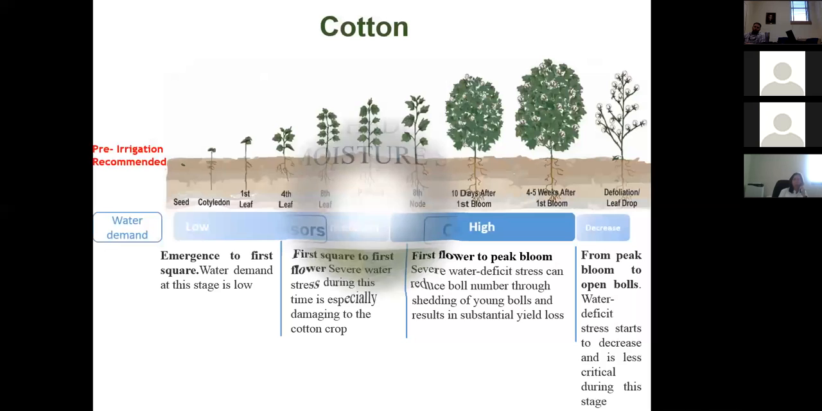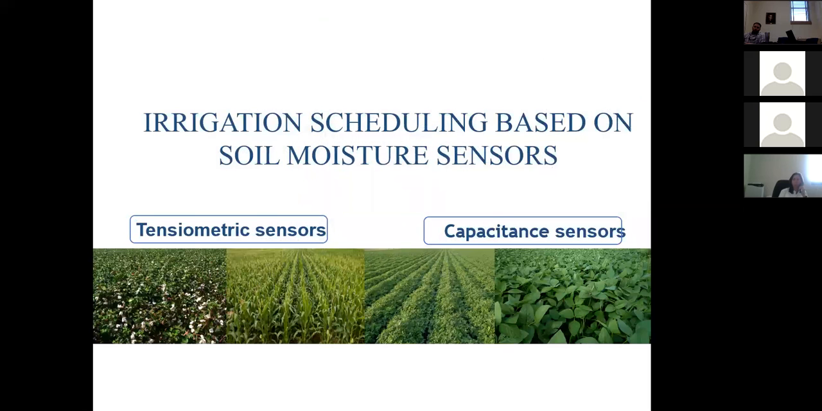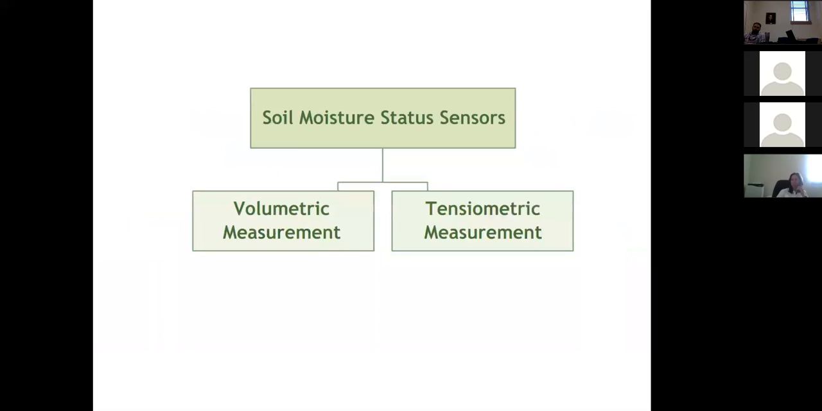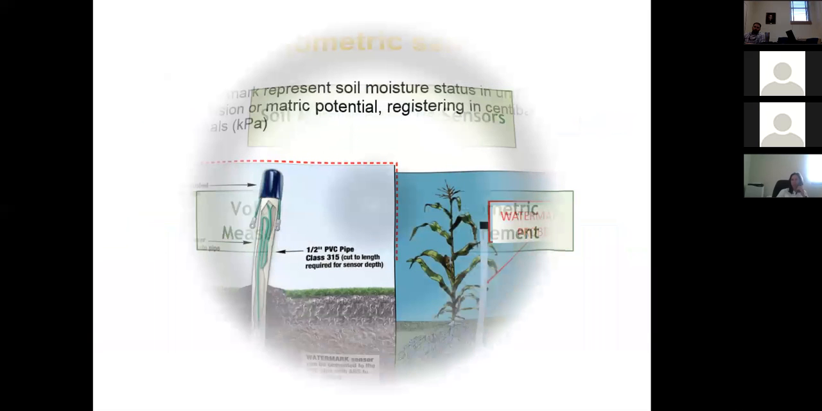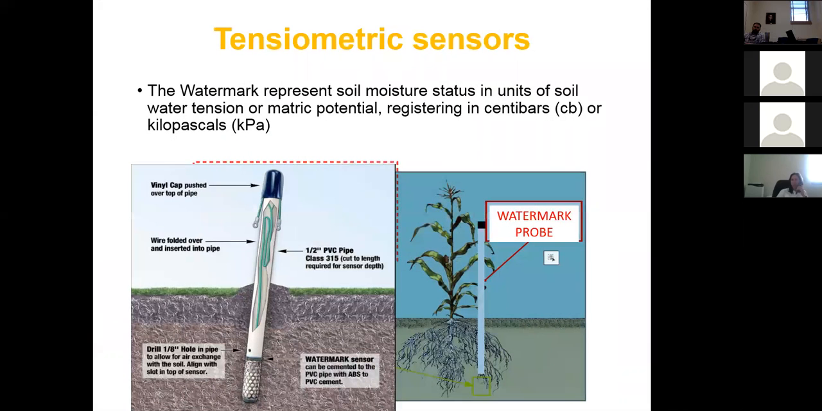So to take the right decision and to schedule our irrigation with the best decision, we should use some tools, and those tools we call soil moisture sensors. And we have two types of soil moisture sensors. We have tensiometric sensors and capacitance sensors. To give you an example of one of the tensiometric sensors, it's Watermark.